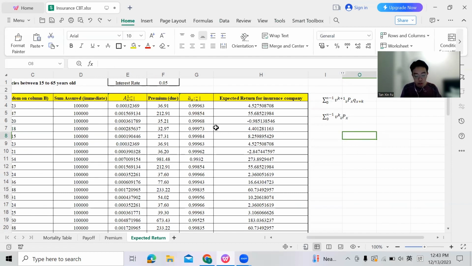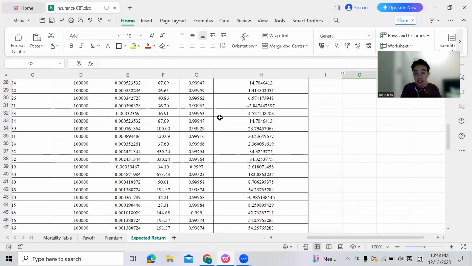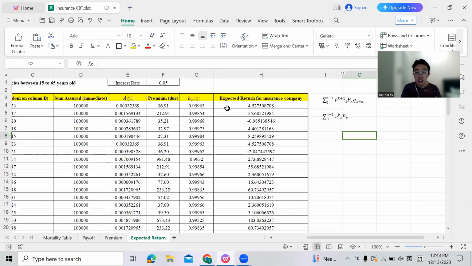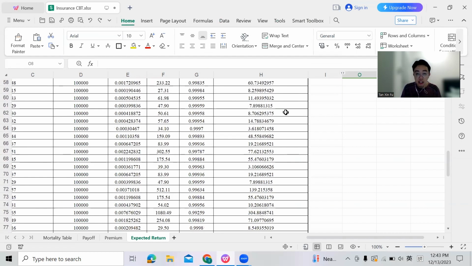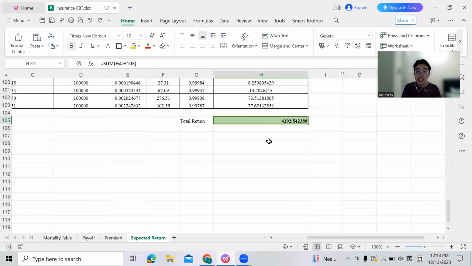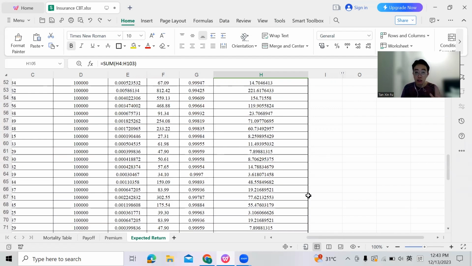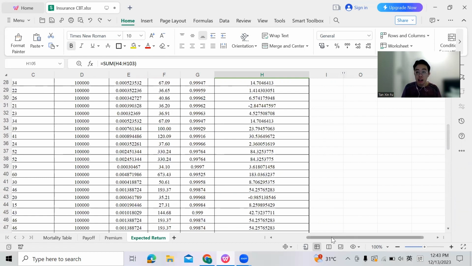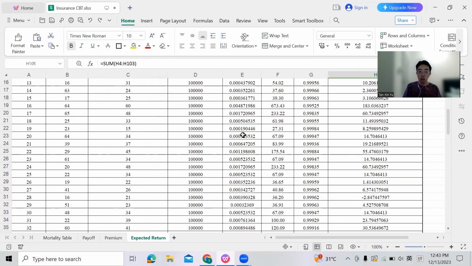After calculating all the expected returns, we sum up and we get the total return. This total return is the profit and loss of the insurance company for the 1 year. So this is our model sharing, and I will end my presentation here. Thank you for watching and listening.